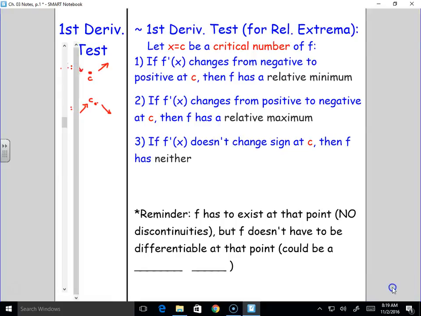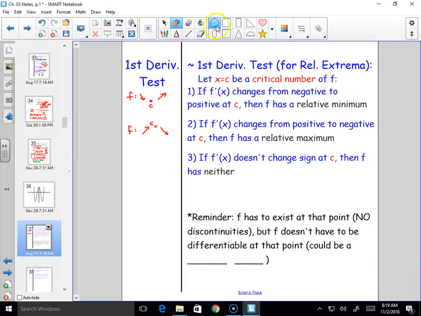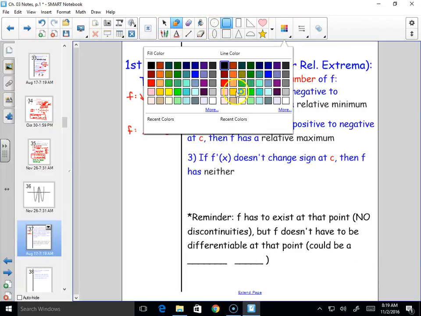And yet, I'm still going to go ahead and zoom out, get a rounded rectangle, and make it yellow, because I'm putting in a what?